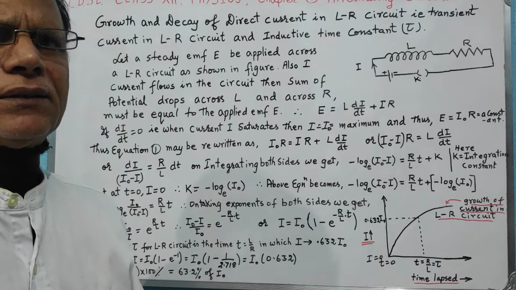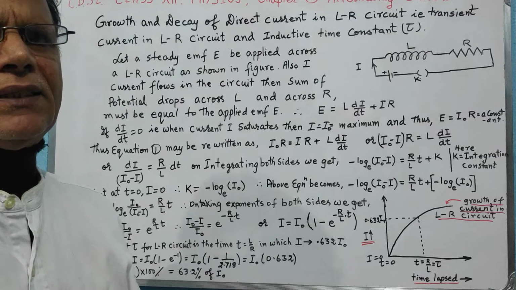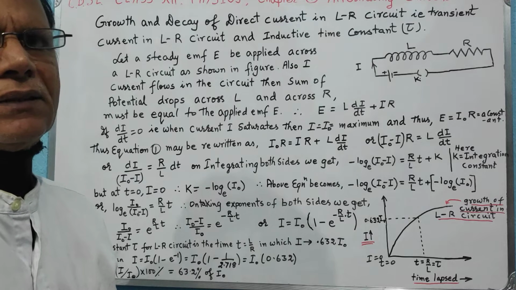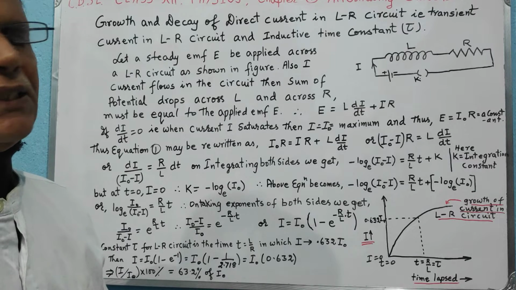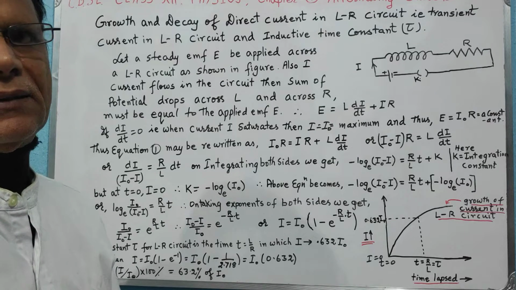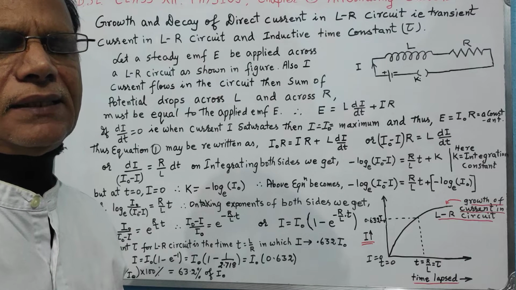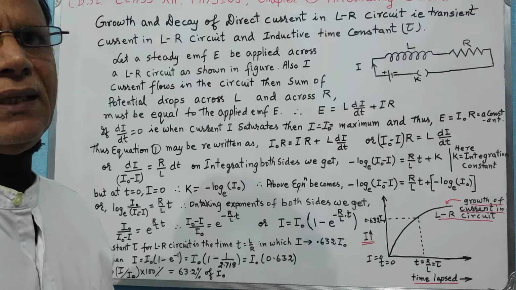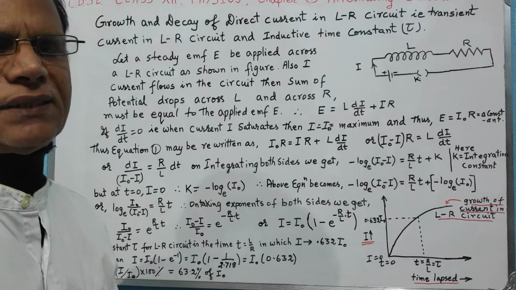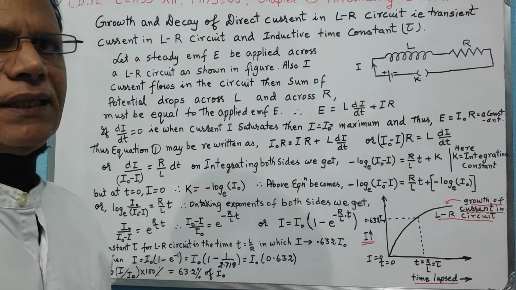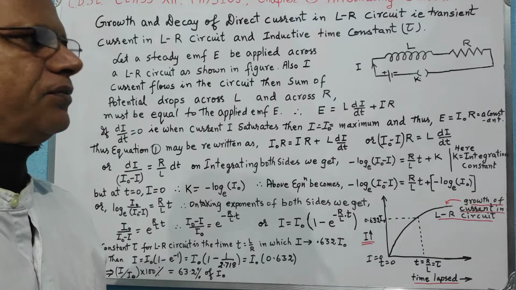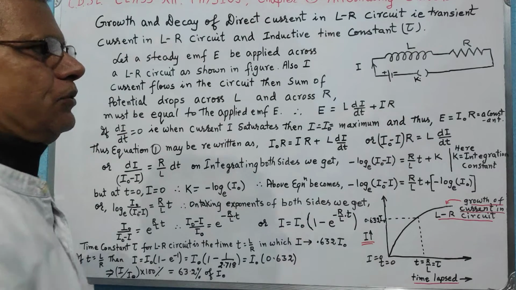Here we assume that we have an inductance and a resistance connected in series, and across this we apply some EMF of a steady nature. This EMF is always unidirectional, as in the case of alternating EMF we have seen that the potentials of the two polarities are exchanged after every half cycle. But in this case we have unidirectional flow of current, unidirectional flow of charge, due to some DC source attached to it.